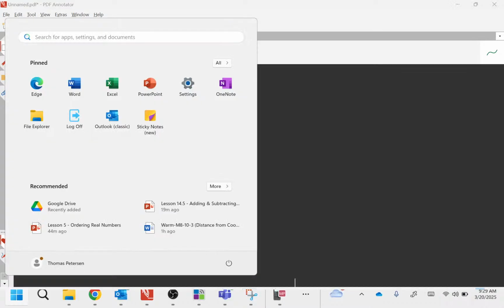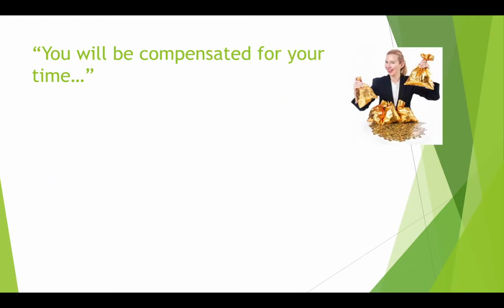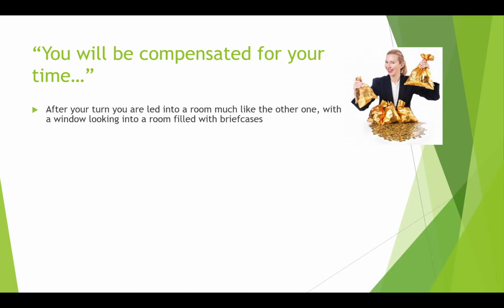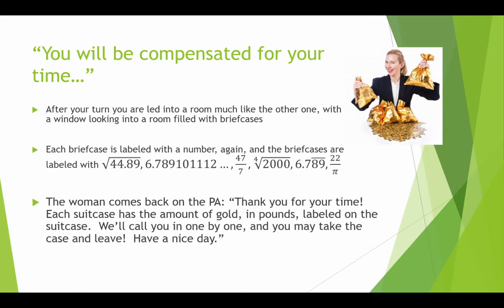Because remember, you will be compensated for your time. After your turn, you're led into a room much like the other one with a window looking into a room filled with briefcases. Each briefcase is labeled with a number again. Before we write them down, let's see what's going on. The woman comes back on the PA. Thank you for your time. Each suitcase has the amount of gold in pounds labeled on the suitcase. We'll call you in one by one, and you may take the case and leave.